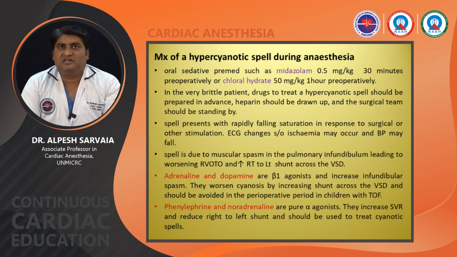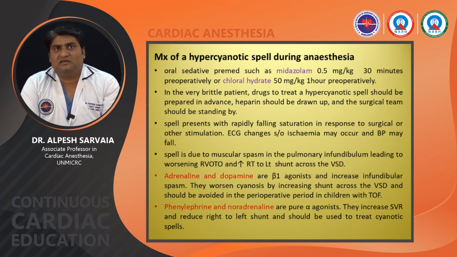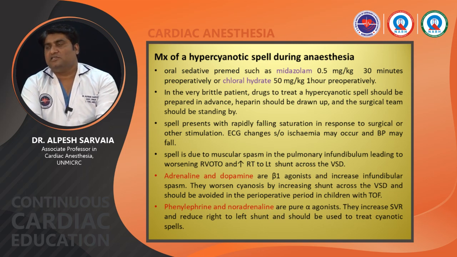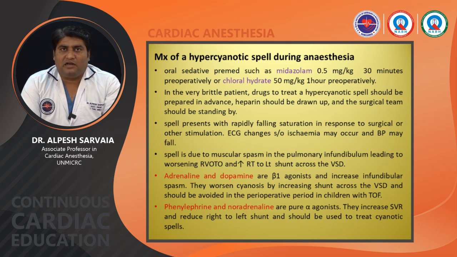A spell presents with rapidly falling saturation in response to any surgical or other stimulation, ECG changes suggestive of ischemia like ST-T changes may occur, and BP may fall. A spell is due to muscular spasm in the pulmonary infundibulum, leading to worsening of the RVOT obstruction and increased right to left shunt across the VSD.